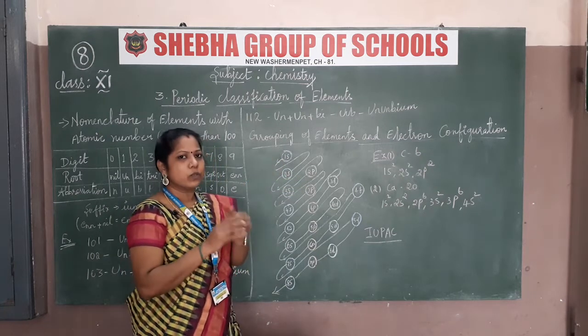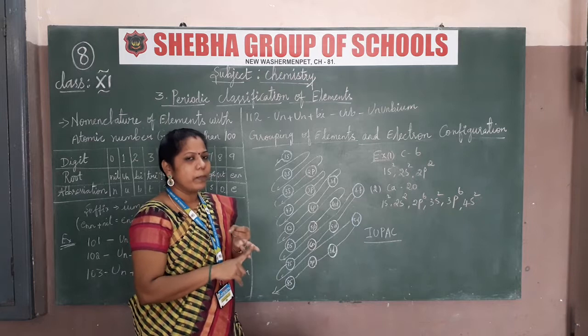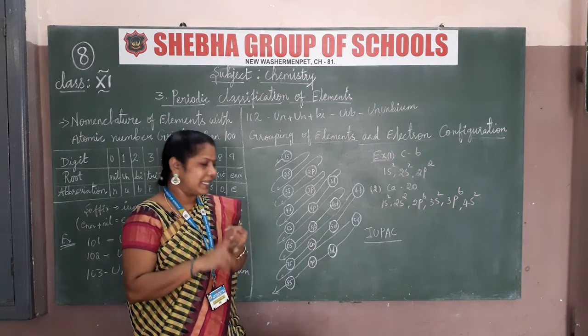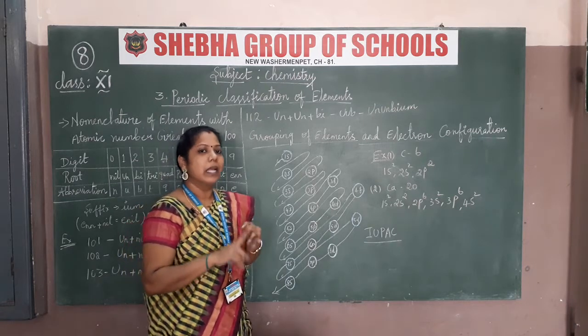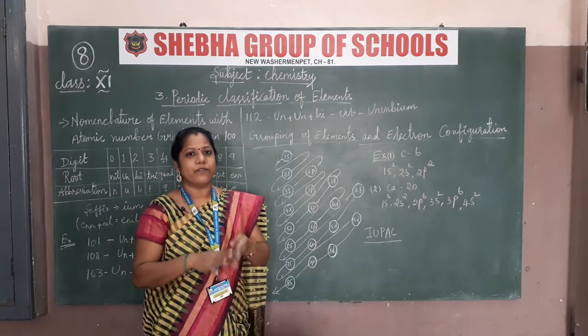1s2. So s means 2 electrons, p orbitals means what is that? Yes, 6 electrons, and d orbitals means 10, f orbitals means 14.